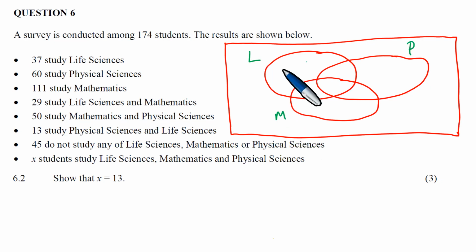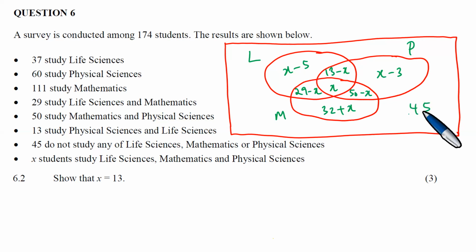These were X minus 5, and this was only X. This was 13 minus X. This was 29 minus X. This was 50 minus X. This was X minus 3. This was 32 plus X. This was 45. And we had this here. And this is all. So we need to show that X is equal to 13. Let's show that X equals 13.